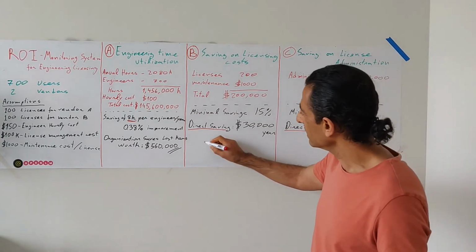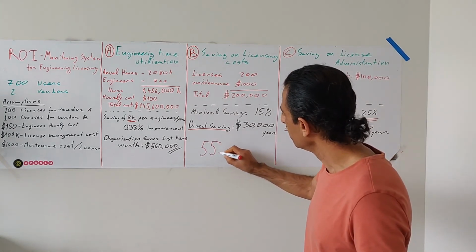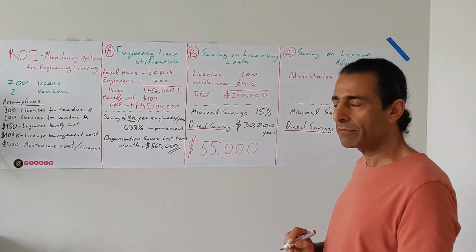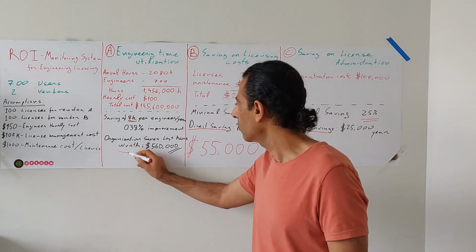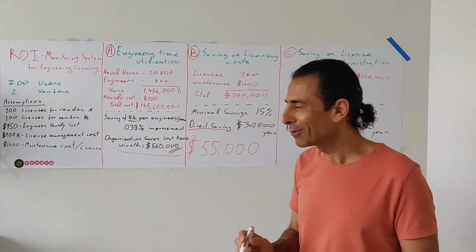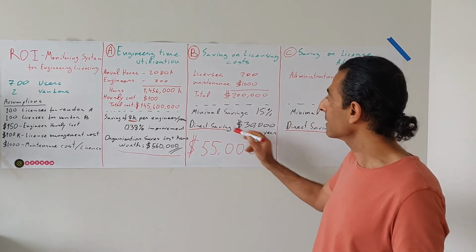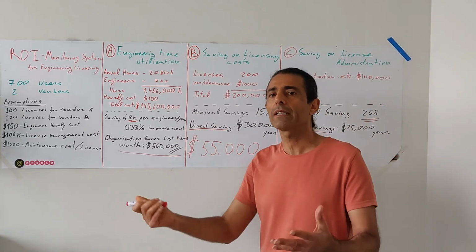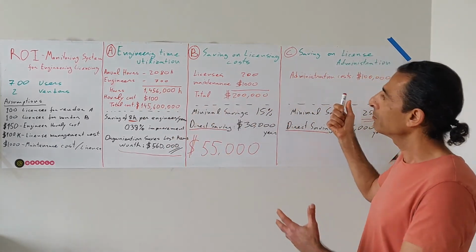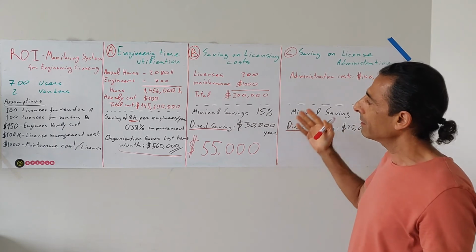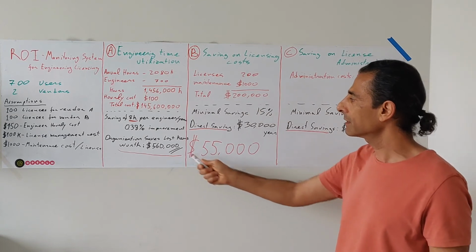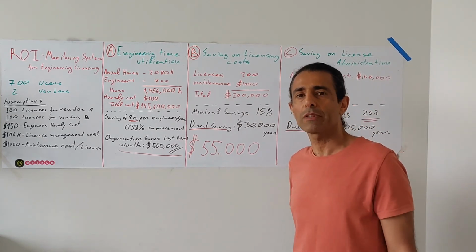So the total saving is $55,000 of direct saving, and I'm separating the two on purpose. I'm saying this is direct. This would already cover your costs for the monitoring system, and if you put your own real numbers, you will find out that the actual saving you can get is much higher. And this is an indirect saving you need to take into account.